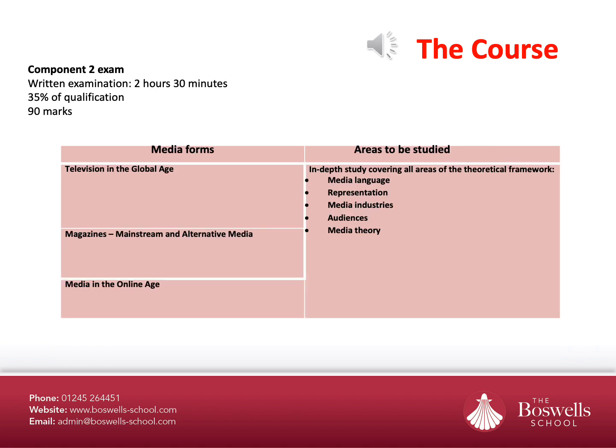Component 2 is studied in Year 13 and it's a more in-depth study of three key areas. Again, it's assessed by exam, this time 2 hours and 30 minutes. It is still 35% of the qualification and worth 90 marks. In this section, you'll be looking at television in the global age, so how TV production and distribution is changing. Magazines, looking at magazines from the 1950s and current counterculture, non-mainstream, alternative magazines.